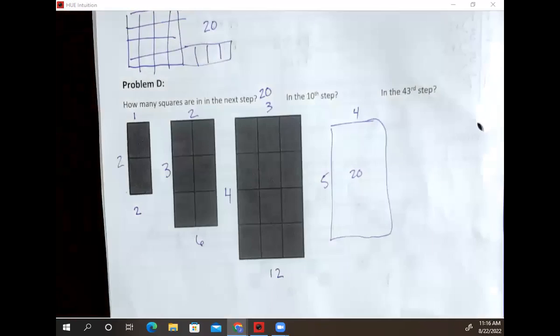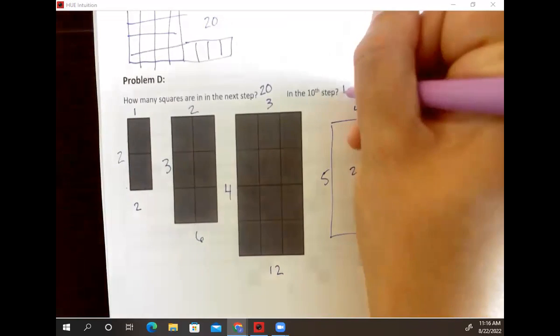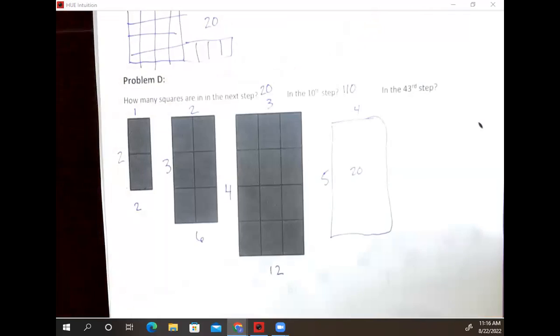How about the 10th step? What would that one look like? 10 by 11. So how many squares would be in that 10th step? 110. Do these values look familiar?